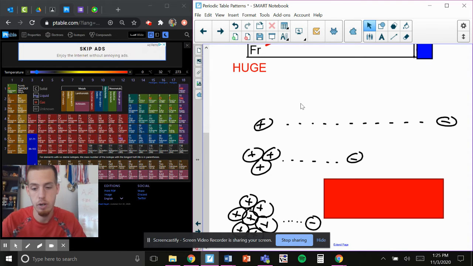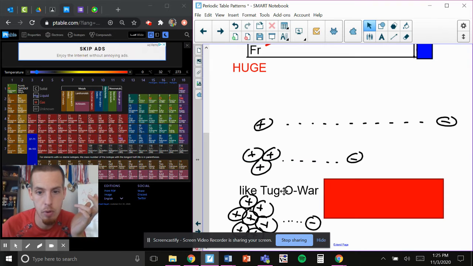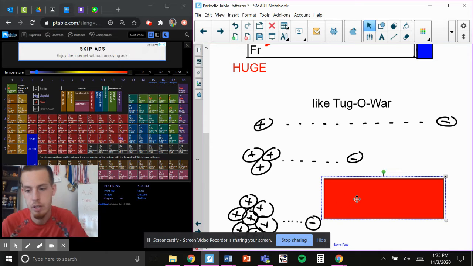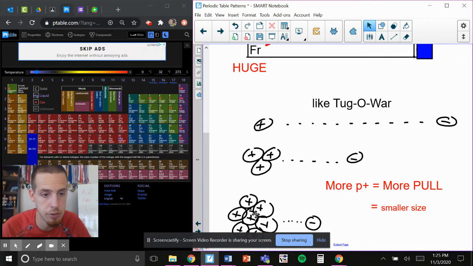Think of it like tug of war, right? If you have more on your side, it's going to be pulling it closer. And that's because as you gain protons, you're able to pull in more. 7 positives pulling on 1 negative is going to do a better job than 1. Again, think of it like tug of war. If you have a team of 5 on 5, it's going to be pretty equal. 5 protons, 5 electrons. If you get a team of 9 protons with 5 electrons, that 9 is going to start pulling the electrons in a little bit, thus shrinking the radius.